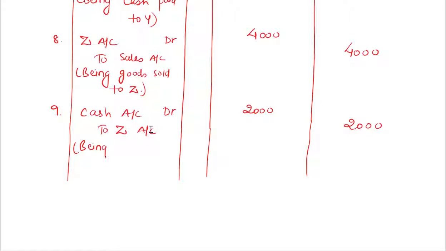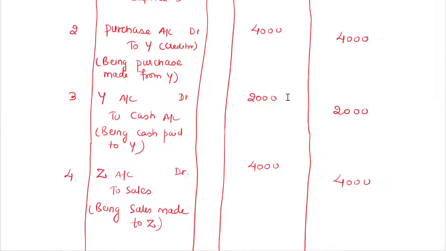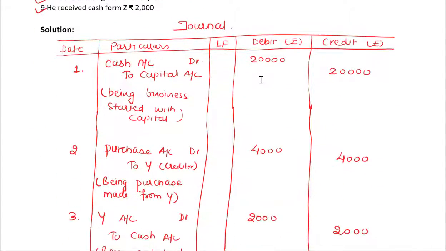Write journal entry. Being cash received from Mr. Z. Students, at the end of this journal, what we will do is we will make totals of debit side and credit side, and we'll check whether the total is correct or not, or similar or not, same or not.